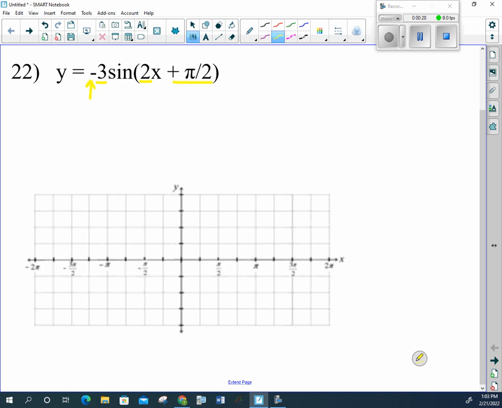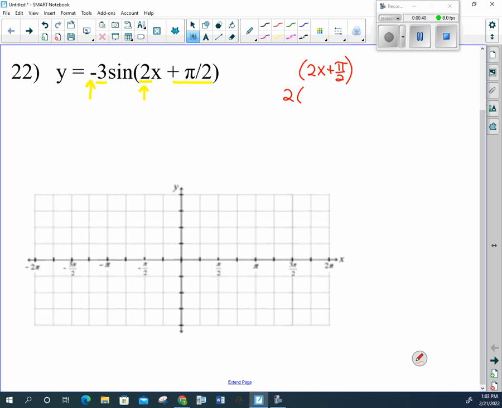Now, we talked about that if b is inside the parentheses, that's going to cause a problem with the phase shifting. So before we start to graph, we need to fix the b so that it's outside the parentheses. So to do that, we are going to factor. So this is what we've got, 2x plus pi over 2. We are going to factor out the 2.